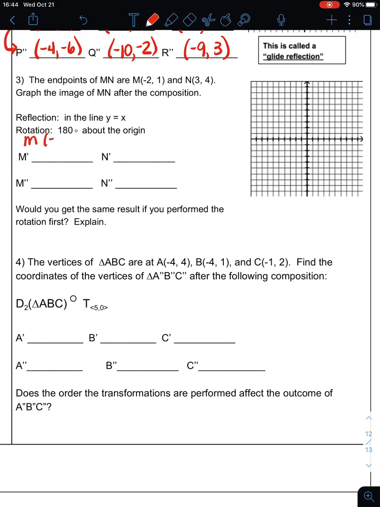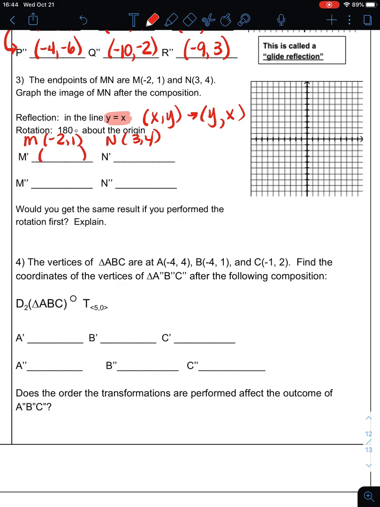So if we look at number 3, the endpoints of M are at negative 2, 1, and N is at 3, 4. We're going to reflect in the line y equals x. Well, remember, that gives you the hint about what you're supposed to do. Your (x, y) will become, since y is equal to x, your y value is your x and your x value is your y, because if y is equal to x, then x is equal to y.